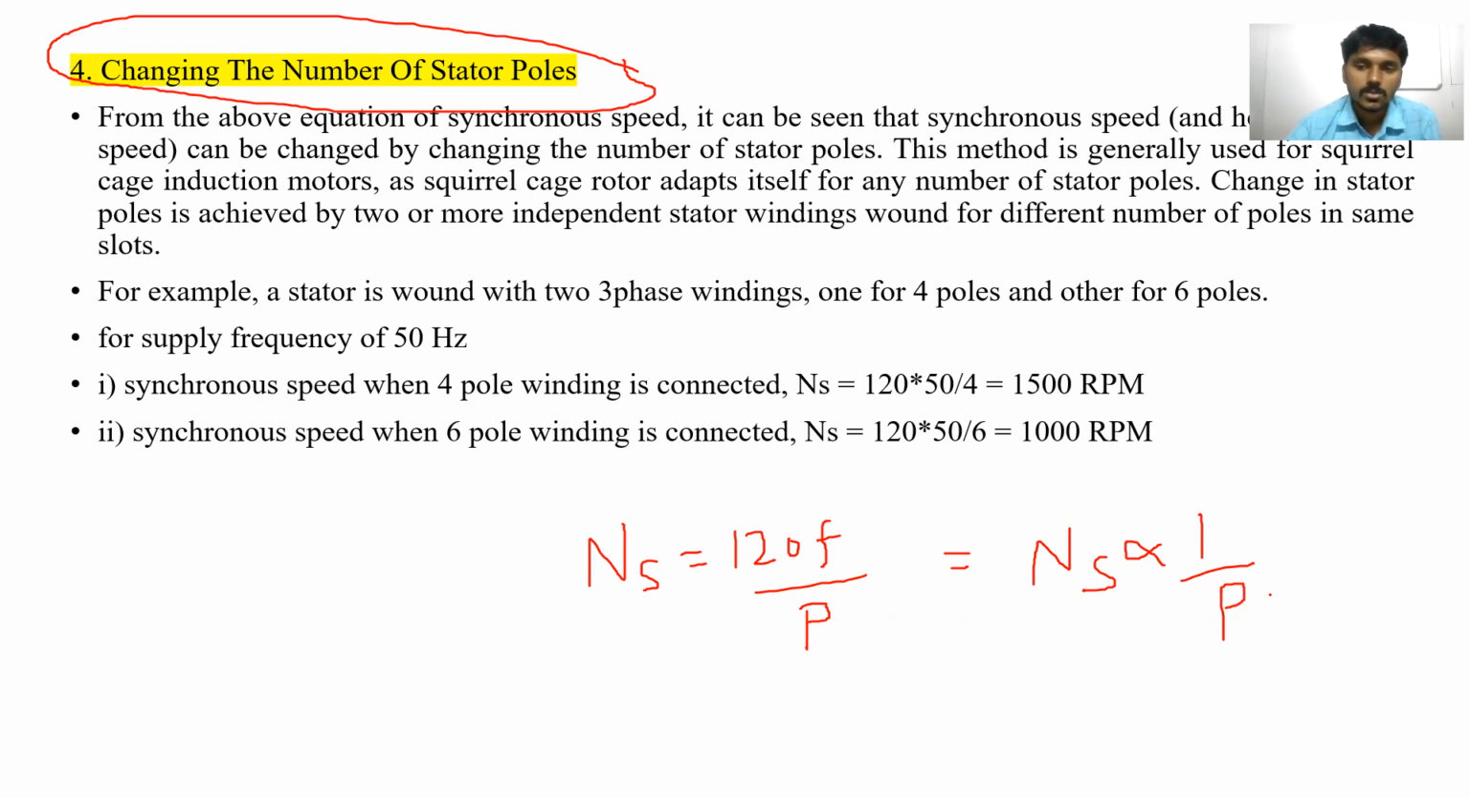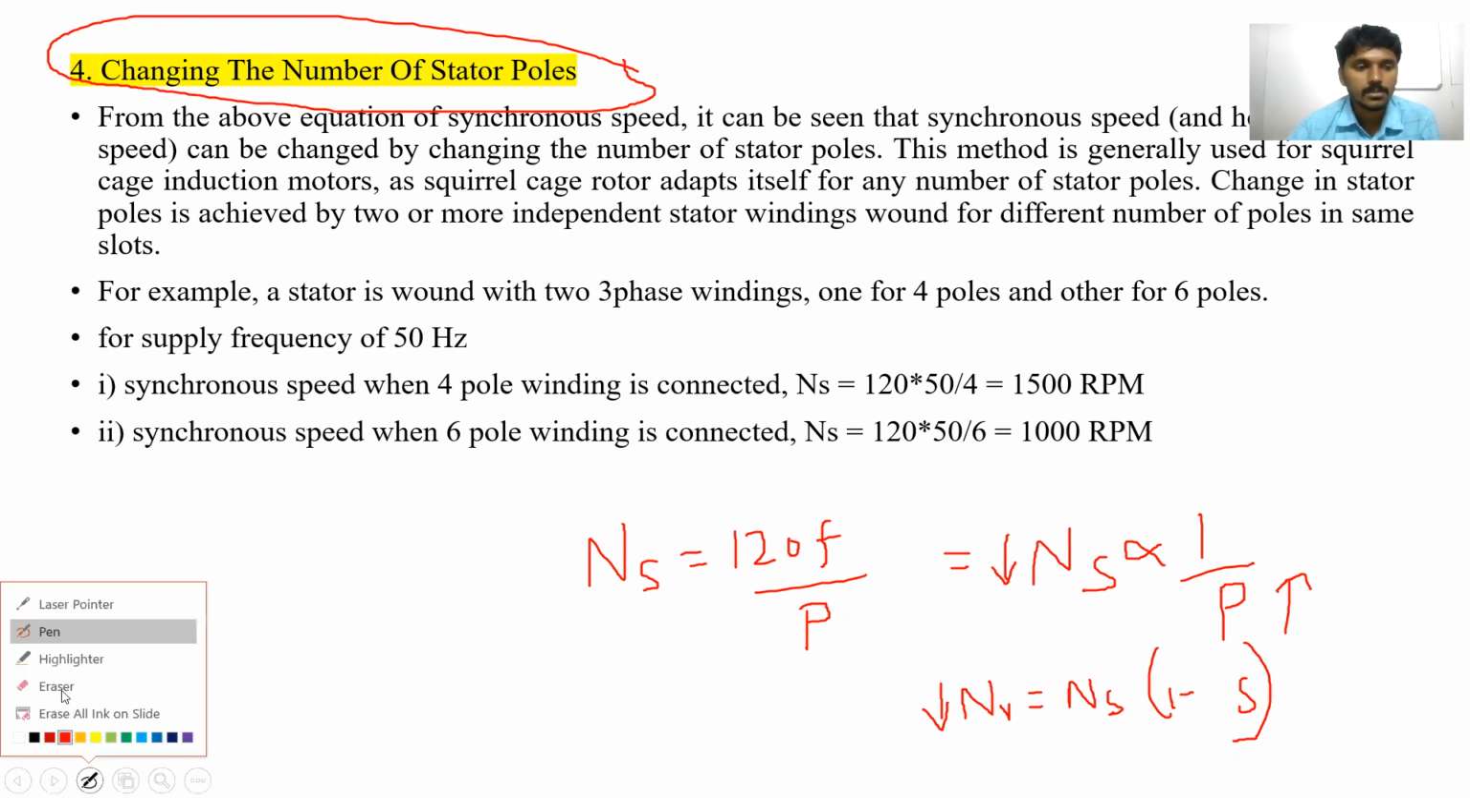Is it clear? So if the number of poles increases, the synchronous speed decreases. If the synchronous speed decreases, we have the formula already written, Nr is equal to Ns into (1 minus s). If the synchronous speed decreases, the motor speed also decreases. You can see, we have taken a small example.